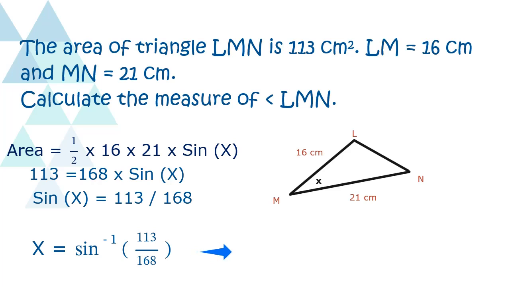Use your calculator to find x by finding sine inverse of 113 over 168. You find that x is equal to 42.269, etc. Rounding to one decimal place, the measure of the angle LMN will be 42.3 degrees.